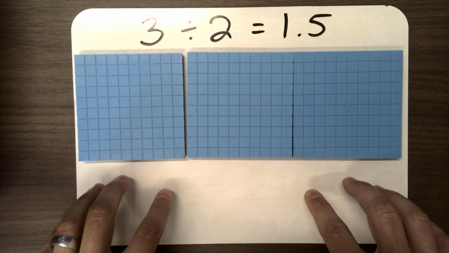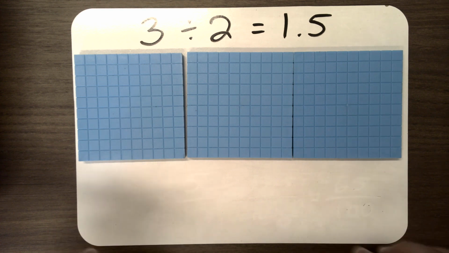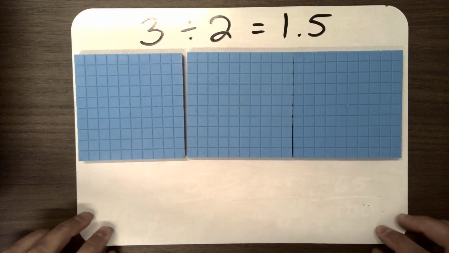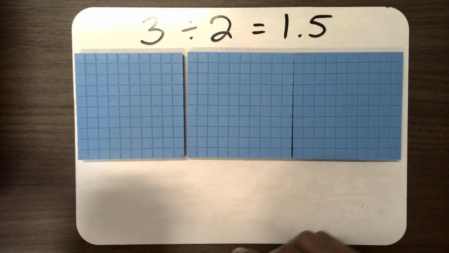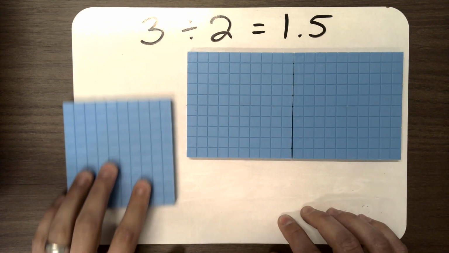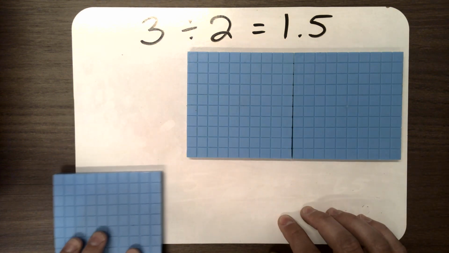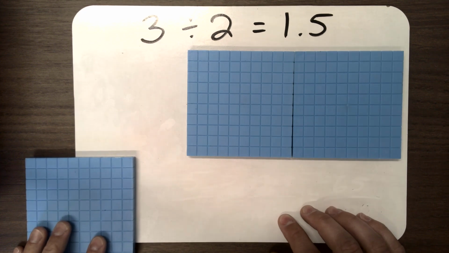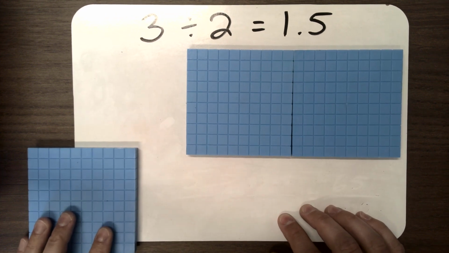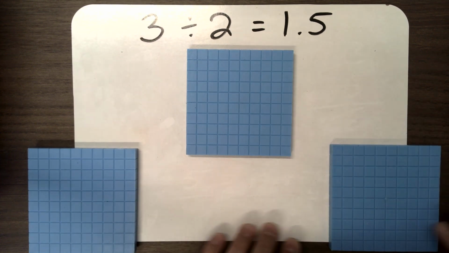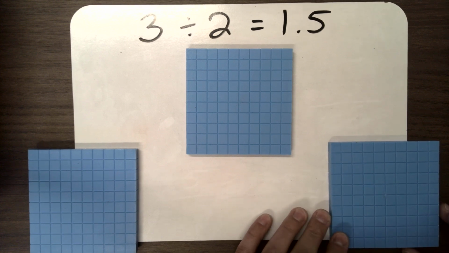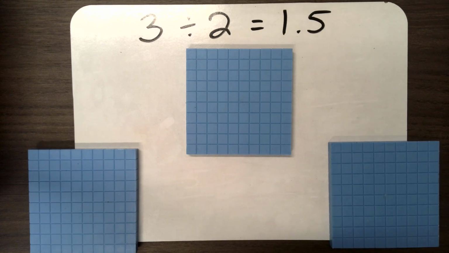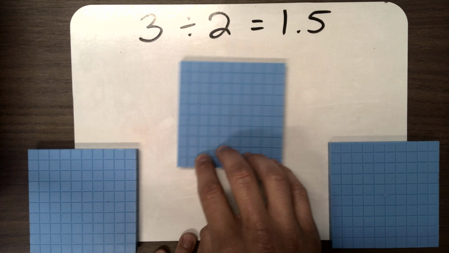I'm just going to have the groups down here, set aside. Try not to go off the screen. If we want to do 3 divided by 2, so into 2 equal groups, I'll say each of the corners of the whiteboard is going to be one group. So I put one whole into each of the 2 groups, and I have this one piece left over.